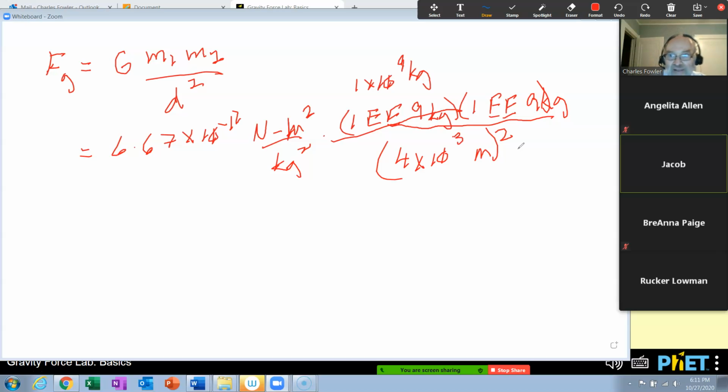Now why newtons? Here is kilogram squared. That cancels that kilogram and that kilogram. Here is meter squared in the numerator, a meter squared in the denominator. That cancels out, and that leaves you with Newton. So I got 4.2, I'm going to call it, newtons. Did anyone else get anything close to that? Yay or nay? Anybody?